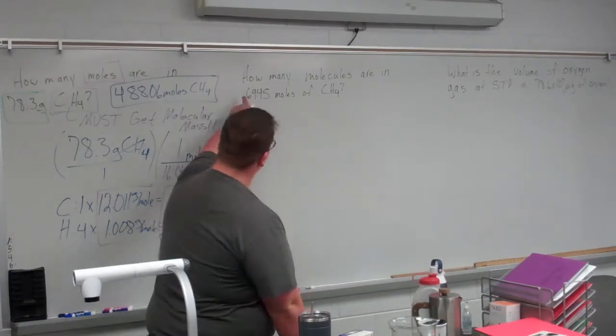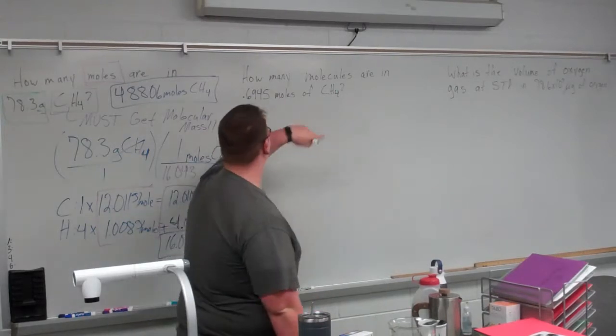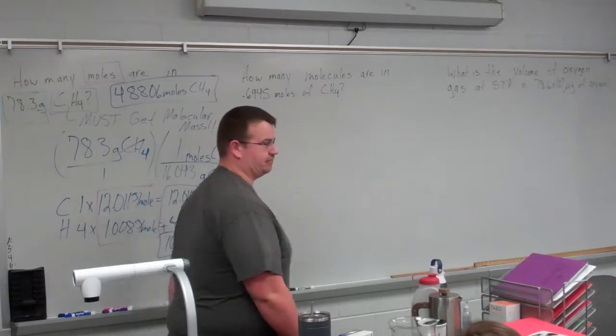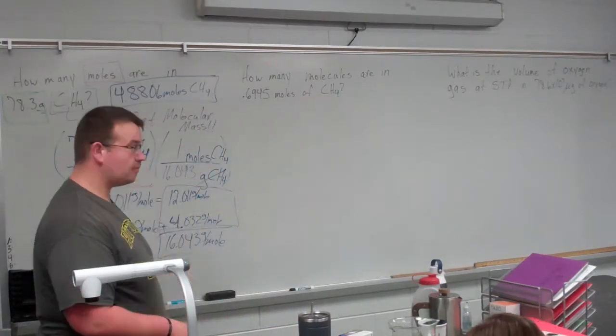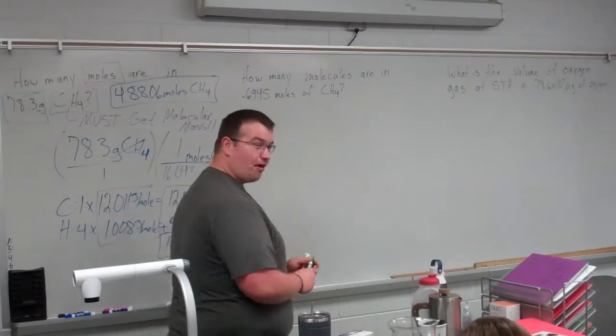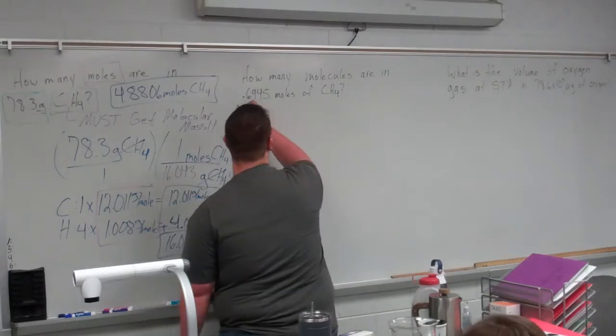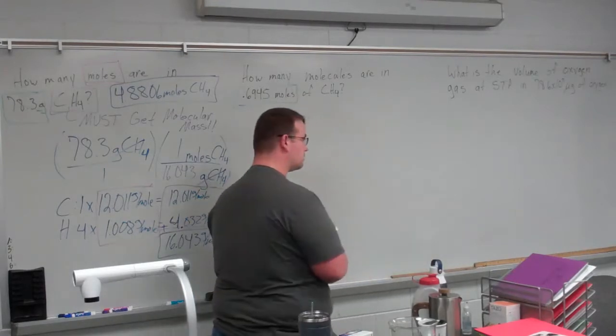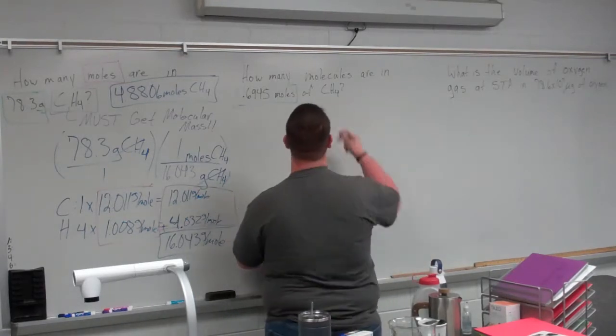All right, in this new problem: how many molecules are in 0.6945 moles of methane? So we're at moles already. You've got your starting point. You're at moles, and we're trying to find molecules. Don't we have to go to grams first? We have to use Avogadro's number. So we're looking at molecules.